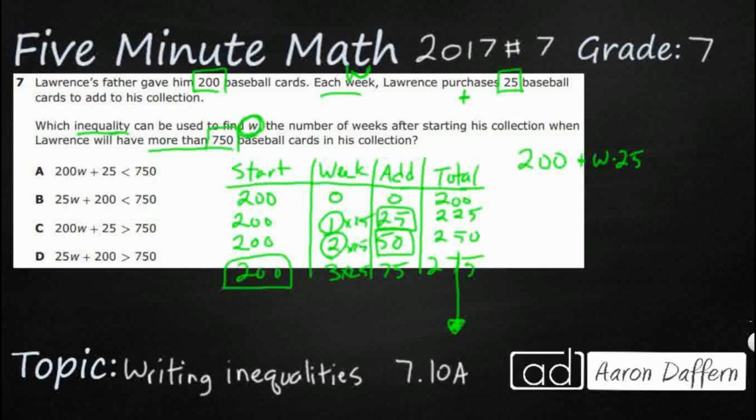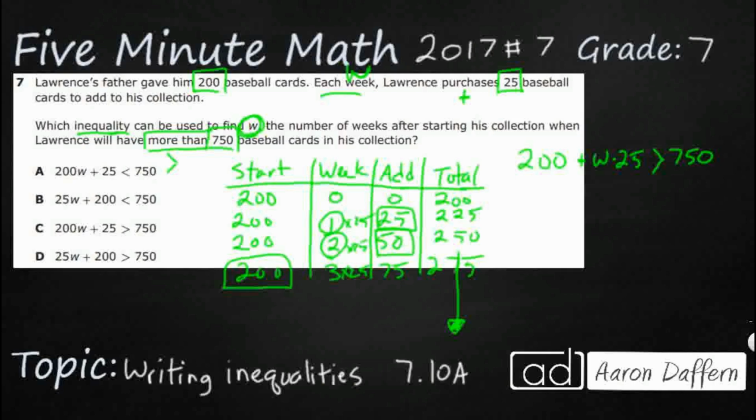Okay? And we want to know when this, the 200 plus the weeks times 25, will be more than. Okay, that's pretty clear. We need to find greater than. He wants this total to be more than his 750. So this looks like an inequality that might work. I don't necessarily see one that looks exactly like this, but let's see if we can figure it out.